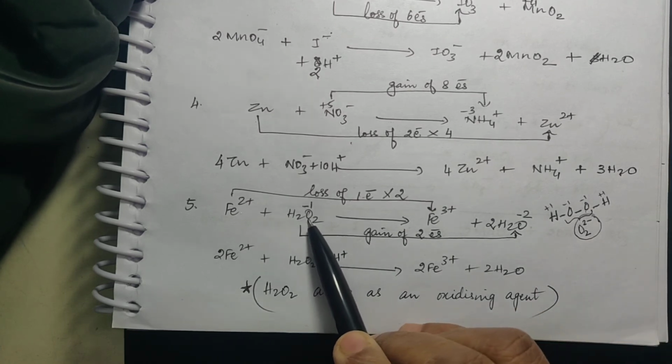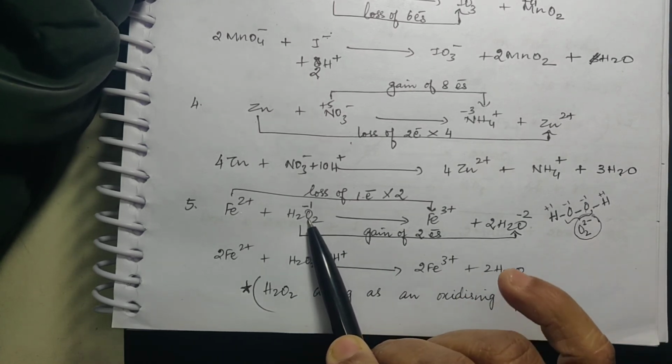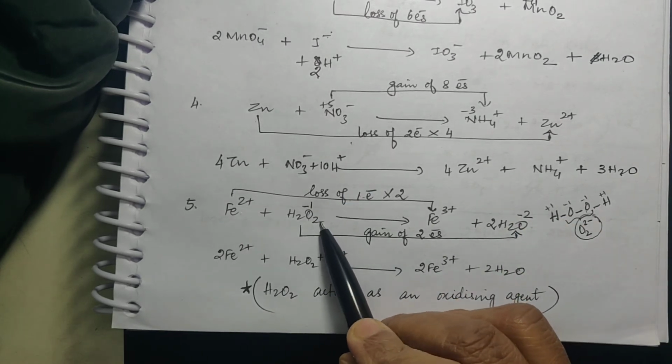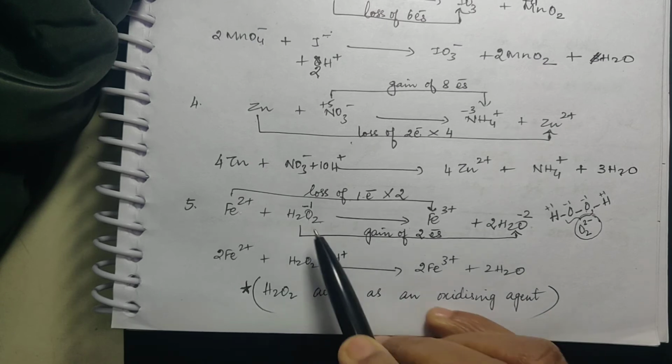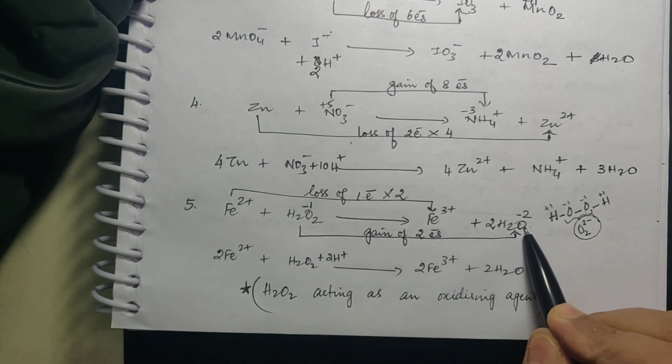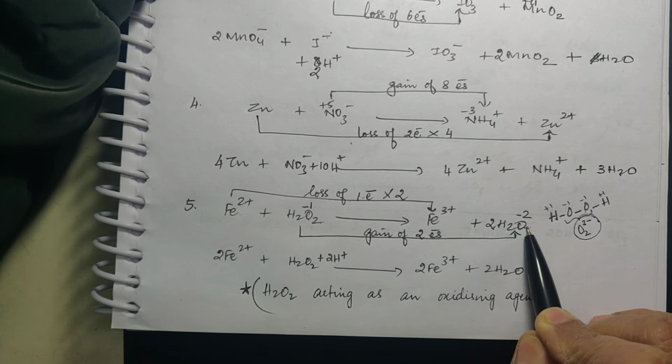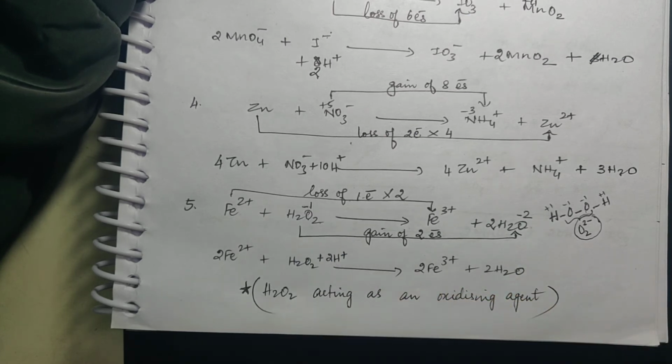So what is the oxidation state of oxygen in peroxide? It is -1. On each oxygen it is -1, so on 2 oxygen it will be -2. And from -1 it is getting converted to -2. Right? That means it is reduced. Reduced means it is undergoing reduction. Reduction means it is acting as an oxidizing agent.